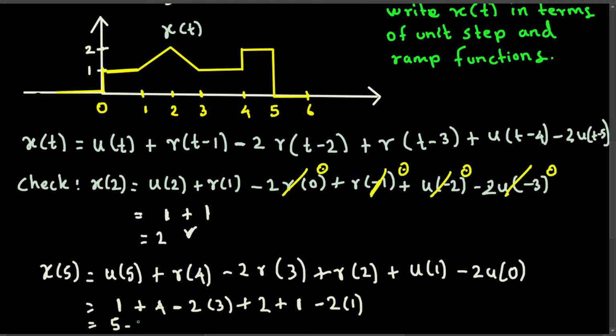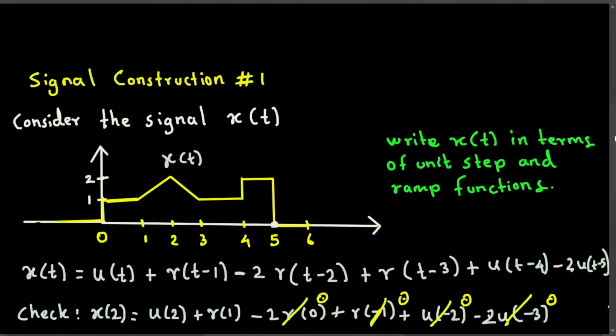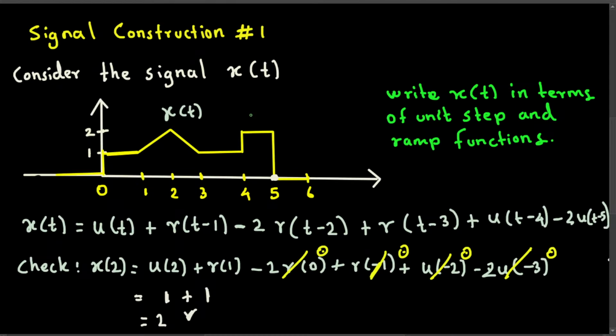Okay, now let's calculate this. So this is 5 minus 6, and then plus 3, and then minus 2. If we calculate, 5 minus 6 is negative 1, negative 1 plus 3 is positive 2, positive 2 minus 2 is 0. So at time 5 it should be 0, and that's what we have right now. At 5 this one is 0. So it means what we did is right, and we checked two of the points and verified our function equation is right. And that's how we construct a signal if we have a graph provided like this.